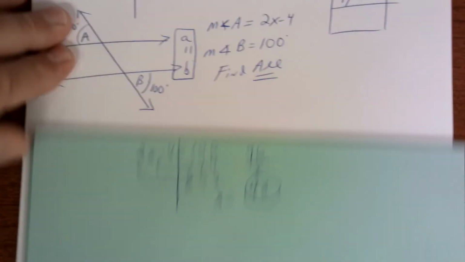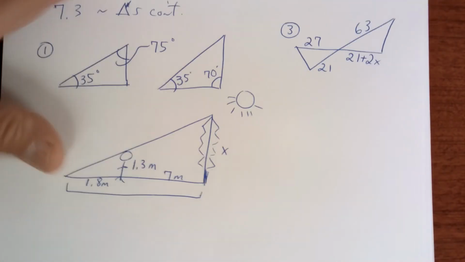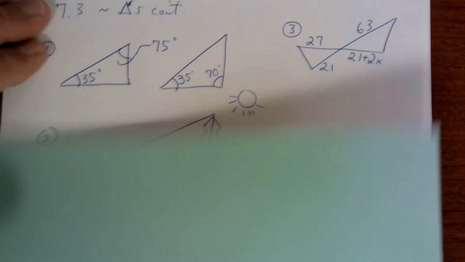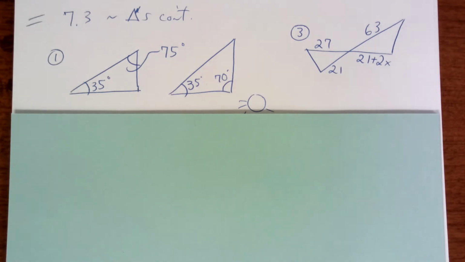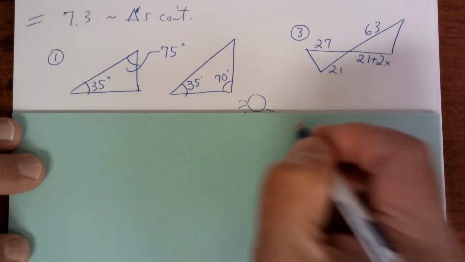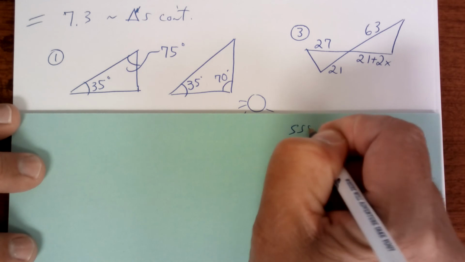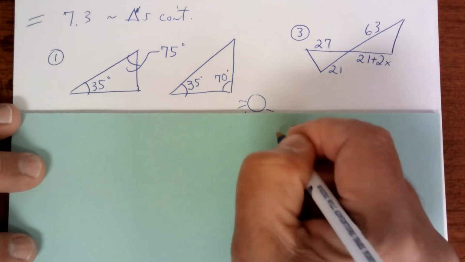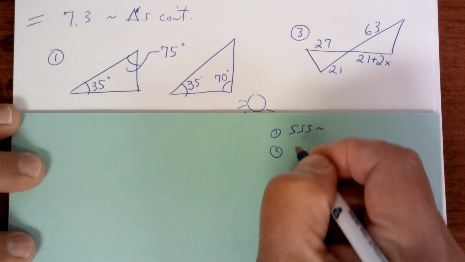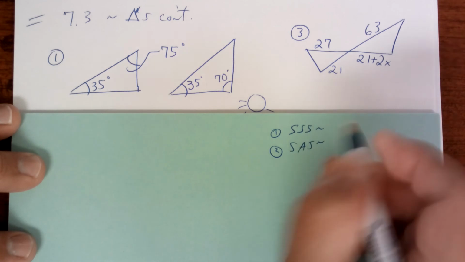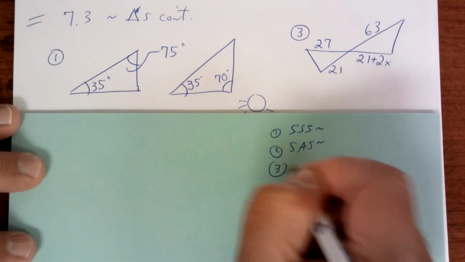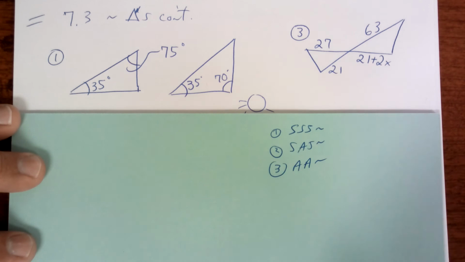Let's talk about this one right here now. Similar triangles. On a new sheet of paper, copy number 1. The question is, are the triangles similar? Remember, there's 3 ways to prove similar triangles. Number 1 is side, side, side similarity. Number 2 is side, angle, side similarity. And finally, number 3 is angle, angle similarity. And you want to have those in your notes.